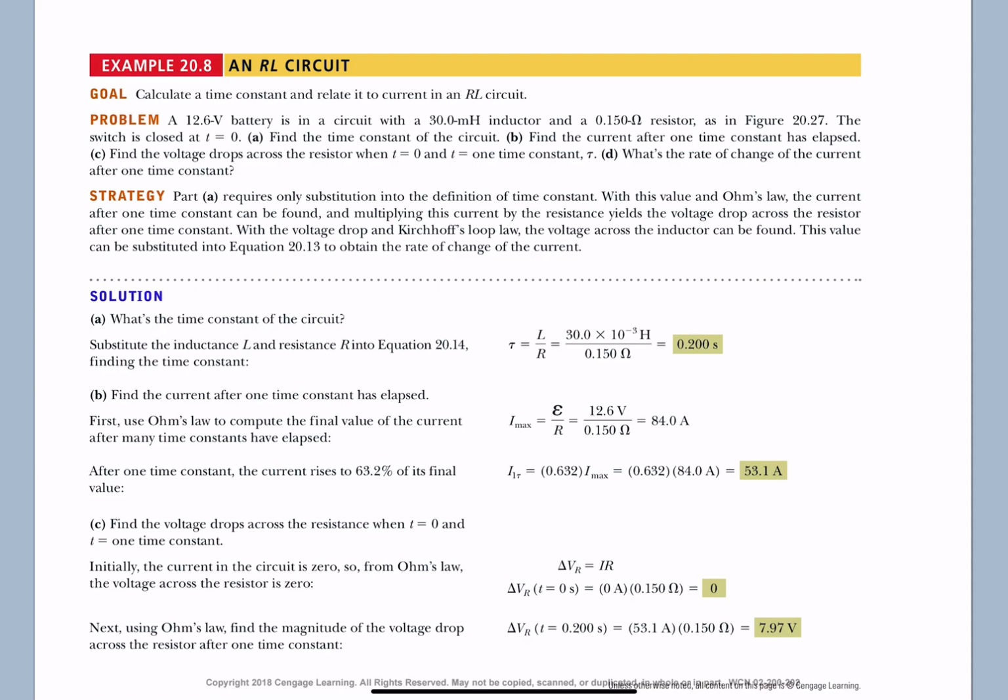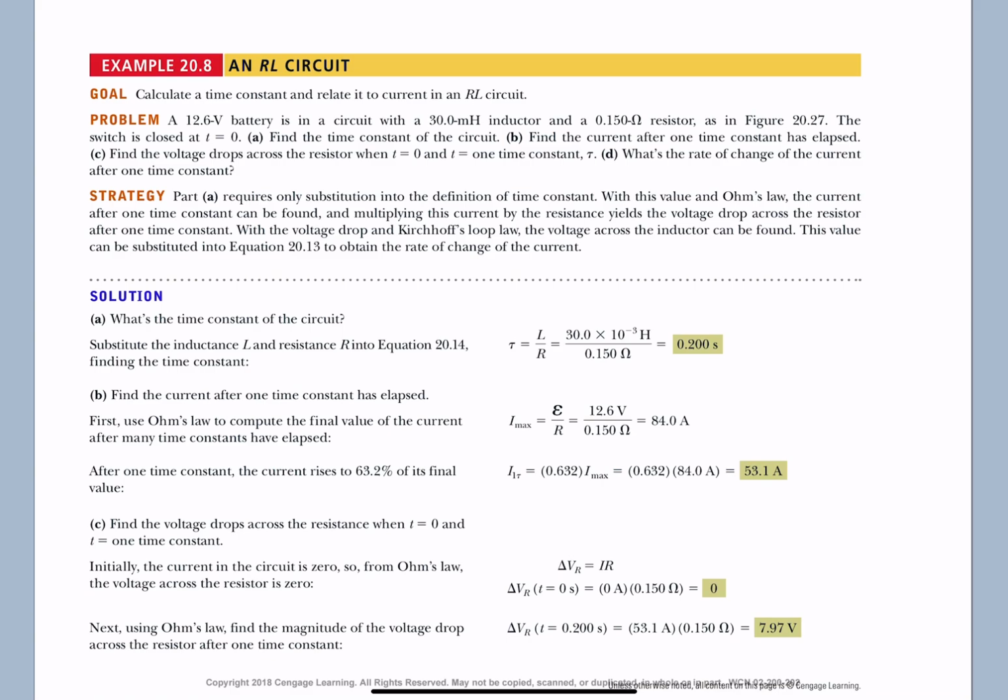Now, if we look at this math problem here, we've got a 12.6 volt battery. It's in a circuit with a 30 millihenry, see the mH, M is milli, millihenry inductor. We have a rather small resistor, 0.50 ohms. And again, you want to have your resistor in these circuits so you can avoid having a short circuit. The question says, what's the time constant?